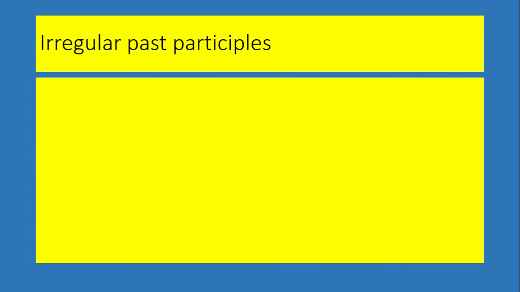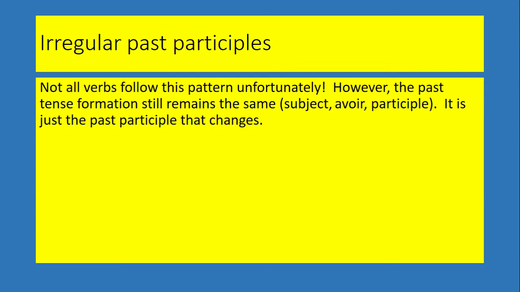Another thing we need to think about, we've talked about past participles. Remember, there was a pattern, ER verbs, the participle ends with E accent. IR verbs, the participle ends in an I. And an RE verb, the participle ends with a U. But not all verbs follow this pattern, unfortunately. Some have irregular past participles. It's a bit like English.